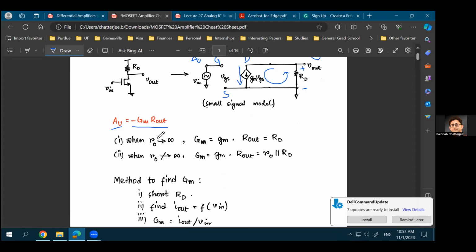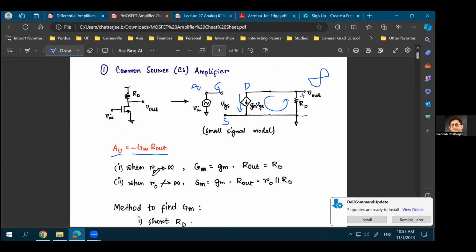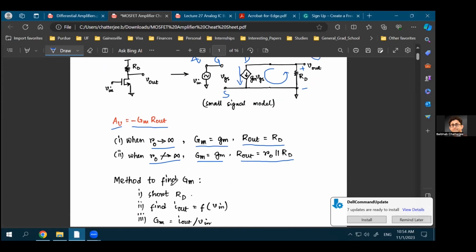So in this case, when your RO is infinite, when your RO is very, very large, and you are ignoring the output resistance of the transistor itself, in that case, your capital GM will be equal to small gm, and your Rout will be equal to RD. If RO is not infinite, then capital GM will still be equal to small gm, and Rout will be equal to RO in parallel with RD. Now, what is the method to find capital GM?